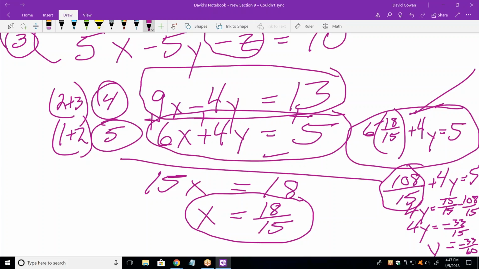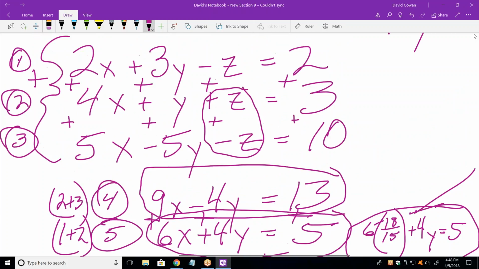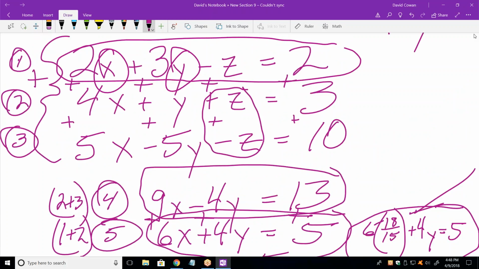I have now solved for x and I've solved for y. Well, this equation only started with 3 variables. So if I go up to any of the first 3 equations, substitute my answer for x, substitute my answer for y, now I'm going to have one equation and z is going to be the only variable. I'm going to be able to solve for z easily. Just arithmetic. So I've solved for all 3 variables.